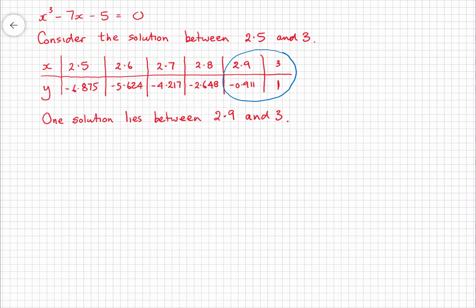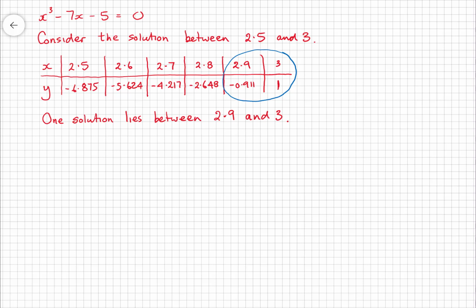Looking at the values that we've got in our table, it's actually quite hard to decide whether 2.9 or 3.0 would be correct to give as the solution to one decimal place. It does look as though 2.9's value is marginally closer, because minus 0.9 is nearer to 0 than 1, which is the value that we have for 3. So we're going to make the assumption that the solution is 2.9 correct to one decimal place.